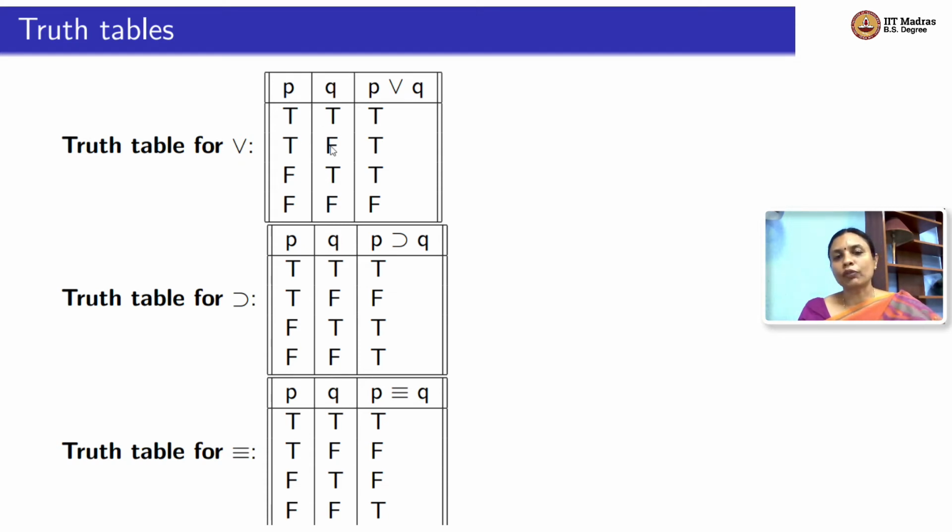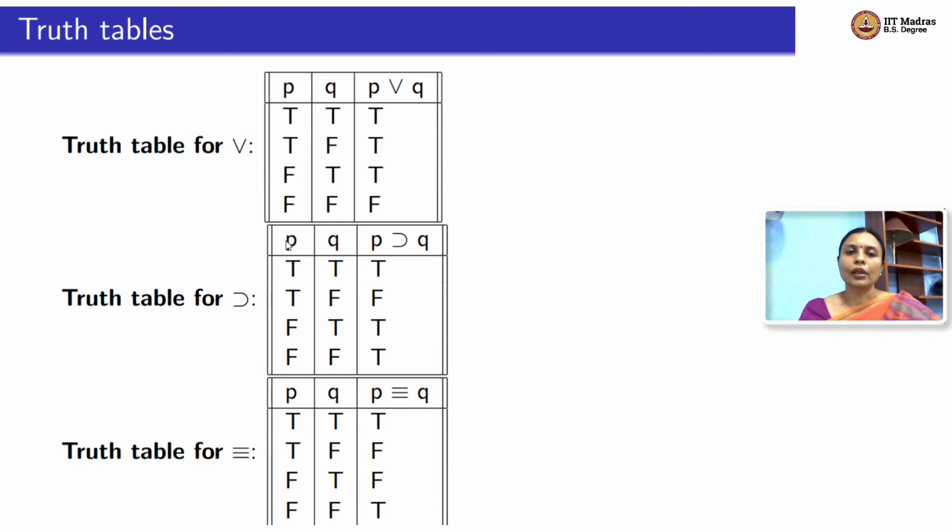Again, four combinations for P and Q exist. True, true, true, false, false, true and false, false. P or Q happens to be true if at least one of P or Q is true. So those are the first three rows. If you see in the first row, both P and Q are true, so the whole formula returns true. Second row, P is true, so the formula returns true. Third row, Q happens to be true, so the formula returns true. Last row, both are false, so P or Q becomes false.